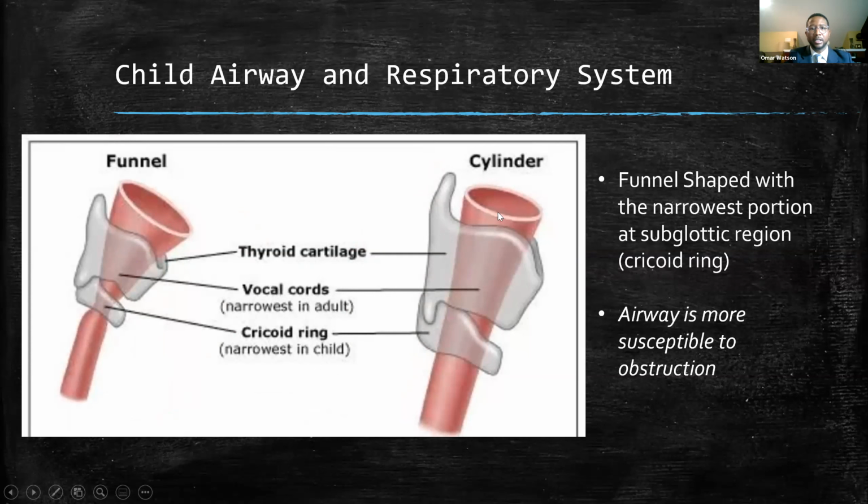In adults, it's more of a cylinder shape, and the vocal cords are here in the glottic region of the larynx, and that's the narrowest part in the adult. That's why laryngospasm in adults usually happens there, because that's the narrowest portion. That can happen in kids, but it can also happen below the vocal cords.